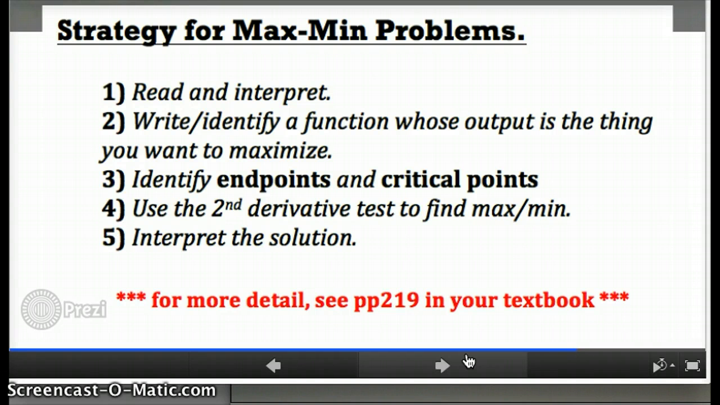Basically, there's 5 steps. Any word problem you do, you're going to start by reading and interpreting. And then the big step is where you write a function. Sometimes it's given to you, but usually you're going to have to come up with a function whose output is the thing you want to maximize or minimize. And coming up with that function in many of these problems is actually the hardest step. Everything else should be pretty easy.